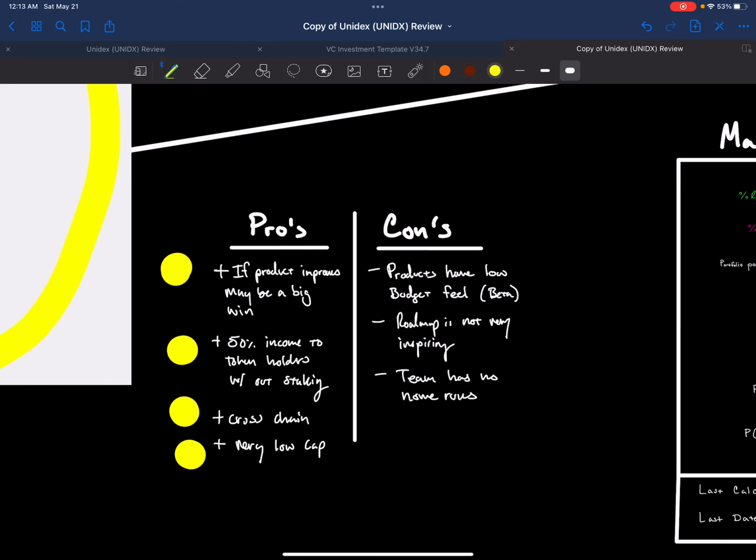And it is an extremely low market cap. We're talking about 3 million, 4 million. That is very good. These are very good pros.